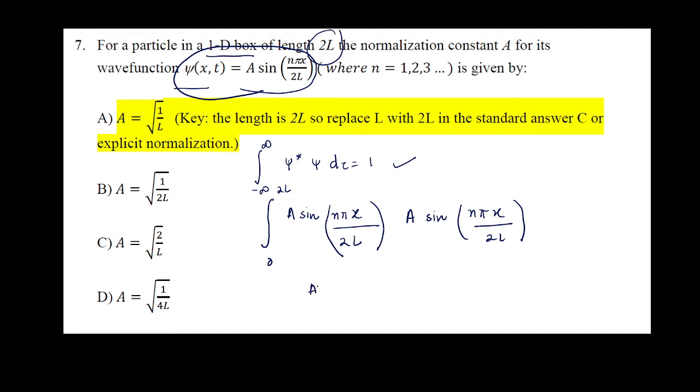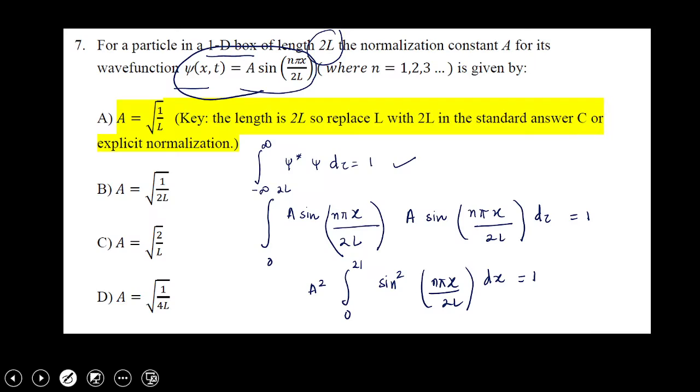So let's take A squared out of the bracket: A squared, integral from 0 to 2L of sin squared(n pi x by 2L) d tau. Over here d tau is the volume element, and it's a 1D box, so we can say it's dx. We need to figure out this particular equation, so let's do it. A squared, integral from 0 to 2L of sin squared(n pi x by 2L) dx equals 1. So this is the equation.